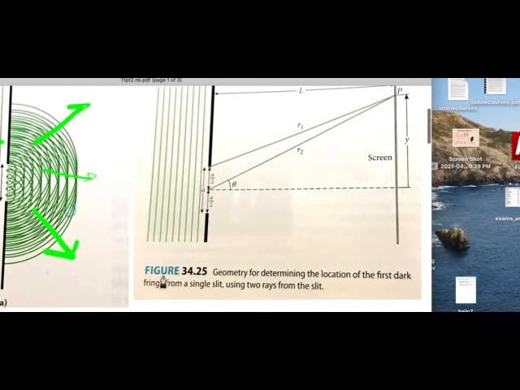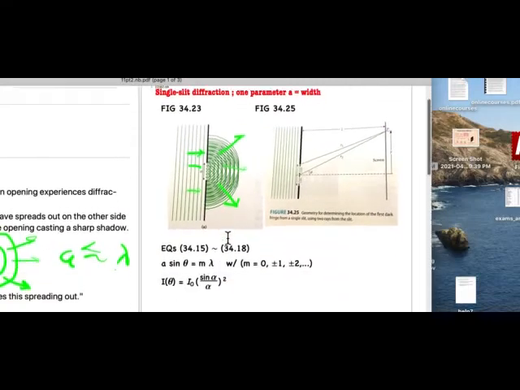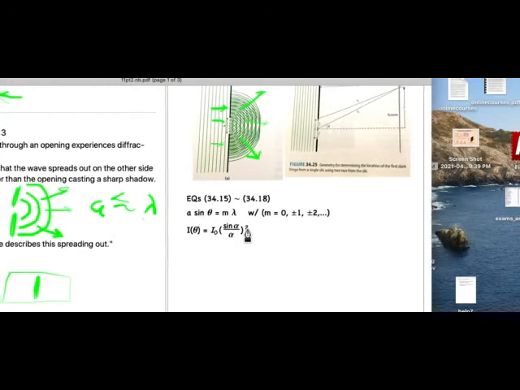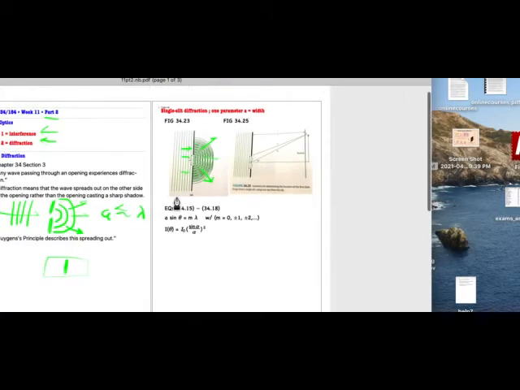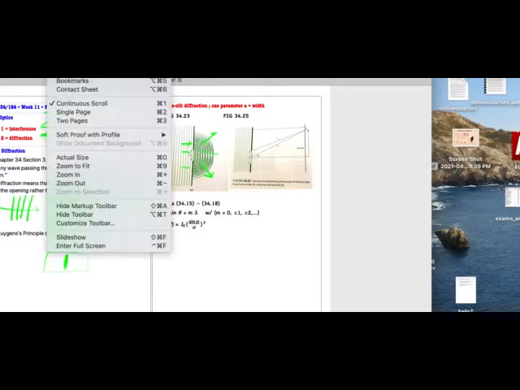So, as the book says, this is the geometry for determining the location of the first dark fringe from a single slit, where the slit size is A, using 2 rays from the slit. And the analysis of that leads to an equation. I'll write down the equations. I won't go through the analysis here in the screencast. This is better if you read about it in the textbook.